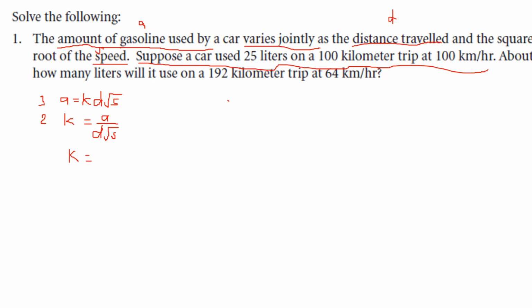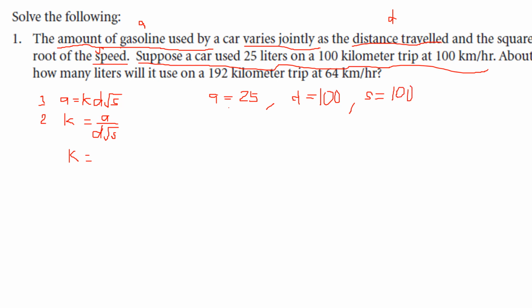Let me clarify that A is 25 for the second statement. A stands for the amount of gasoline used, so 25 liters were used. The distance D is 100. And then what is our speed? The speed is 100 km per hour.